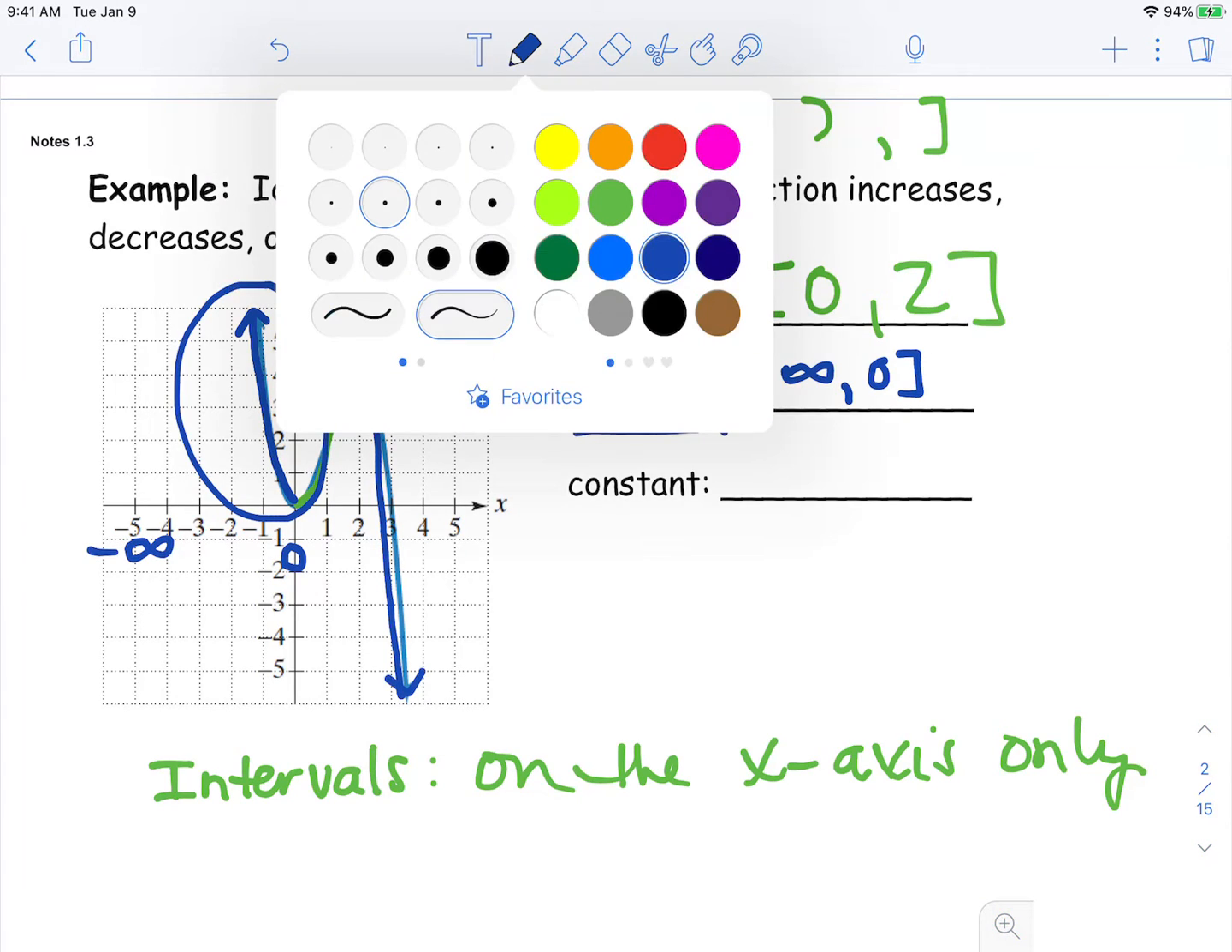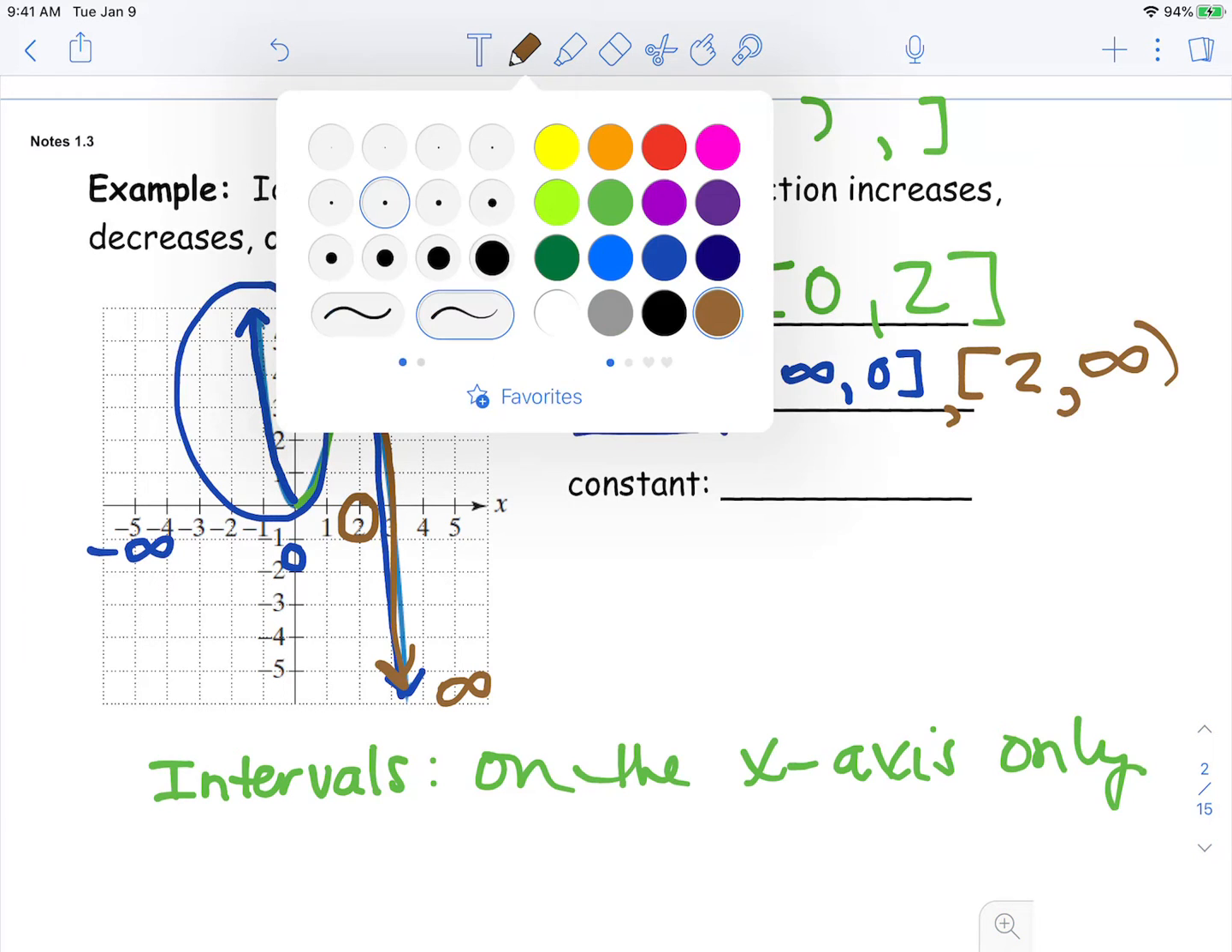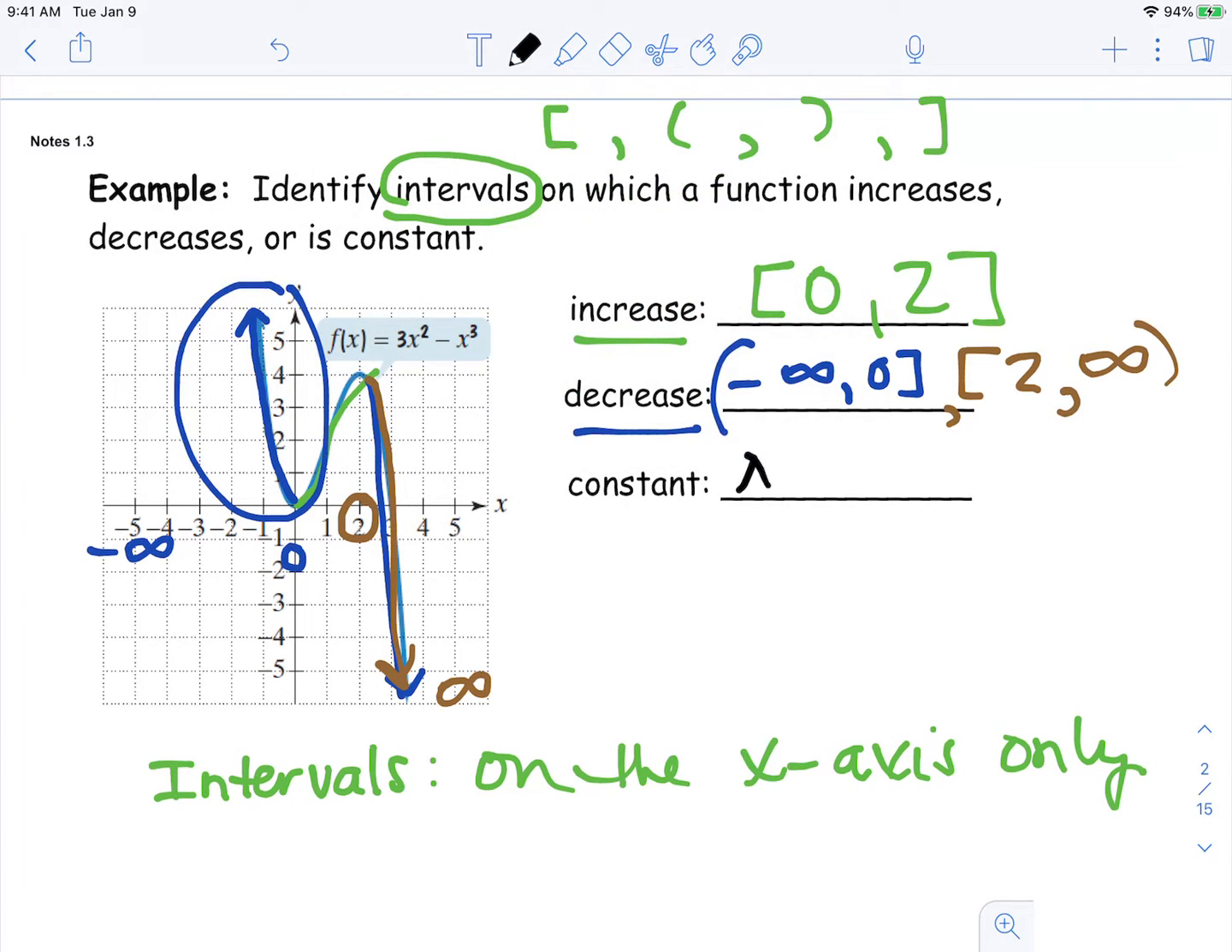Now, this piece here is decreasing. On the x-axis it is 2 to positive infinity. Now, the last part, the constant, horizontal line, there isn't a constant.